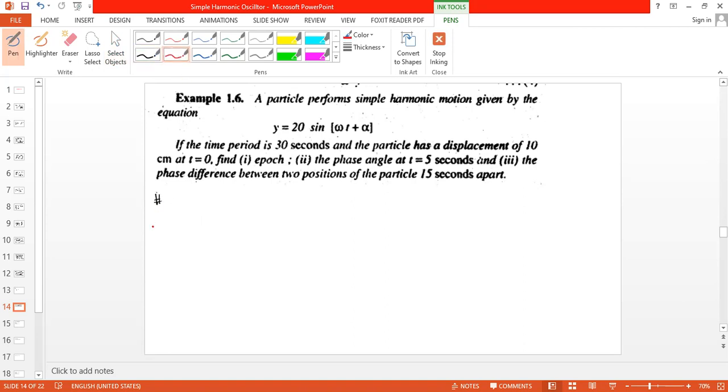For simple harmonic oscillation, the displacement is given by y equal to, let's say, a sine (omega t plus alpha), or phi, whatever. And here you see y is my displacement. Y is called displacement.